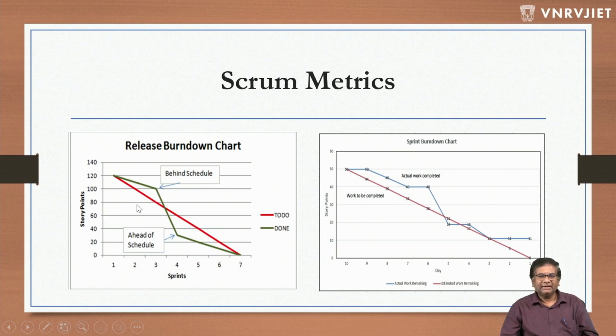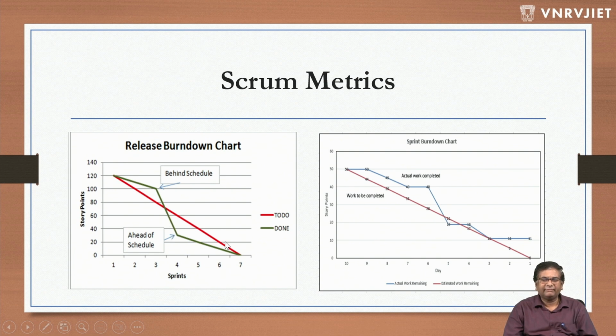That means this is how they have to be burned down, right? But in reality, that's not how it was done. You can see initially it went up. That means it's behind the schedule. That means it is taking more time to burn those points. Now, after some time, it's come down. That means we are ahead of schedule.